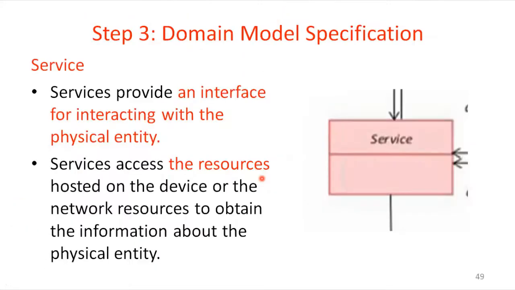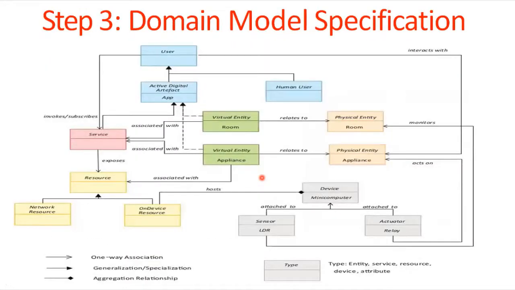Here, this is a domain model specification. What is this domain model specification for the home automation system? One thing you have to know: for example, this arrow indicates a one-way association. This filled arrow indicates generalization or specialization. This indicates aggregation, part of a whole. In object-oriented analysis and design, you will identify this information.